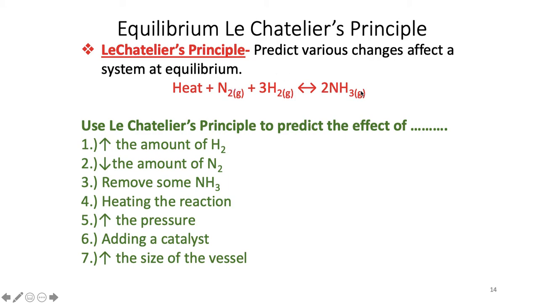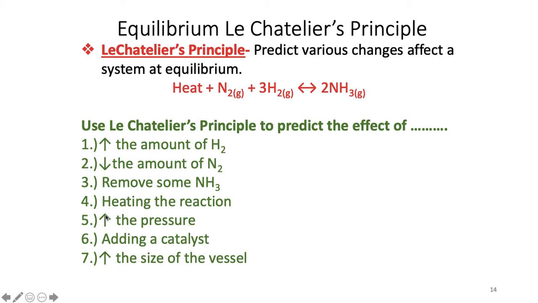in which direction will I have a smaller number of moles of gas. On my reactant side, I have 4 moles of gas, 1 for nitrogen and 3 for hydrogen, 4 moles. If these two combine, they give me only 2 moles of ammonia. So I have 2 moles on the product side. So I have fewer moles as product than I do as reactant.